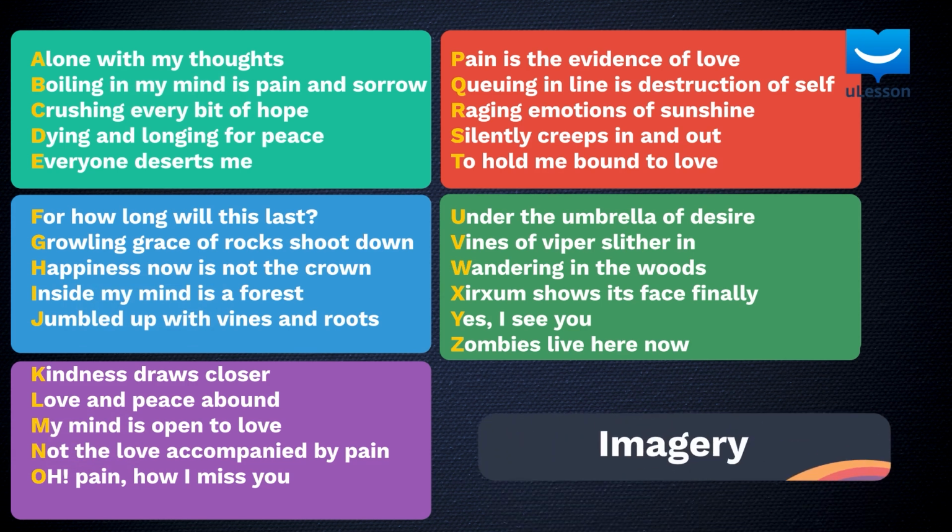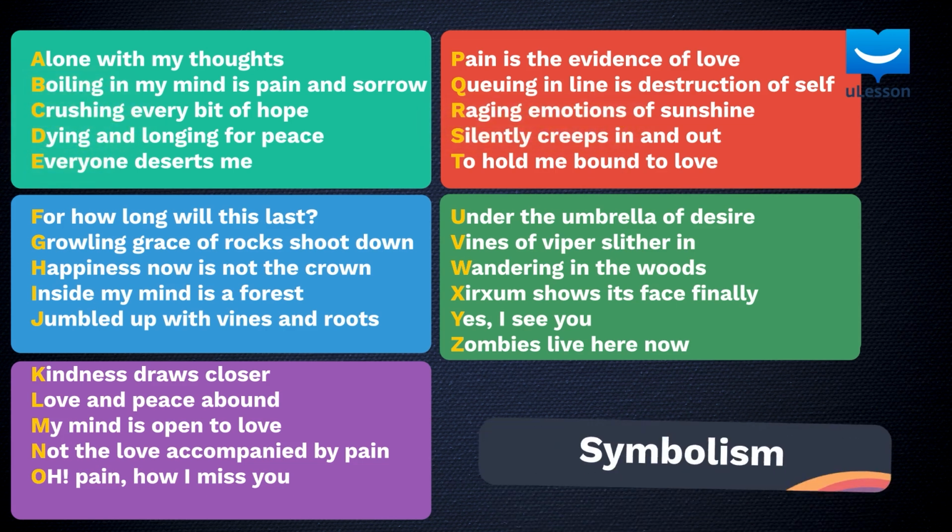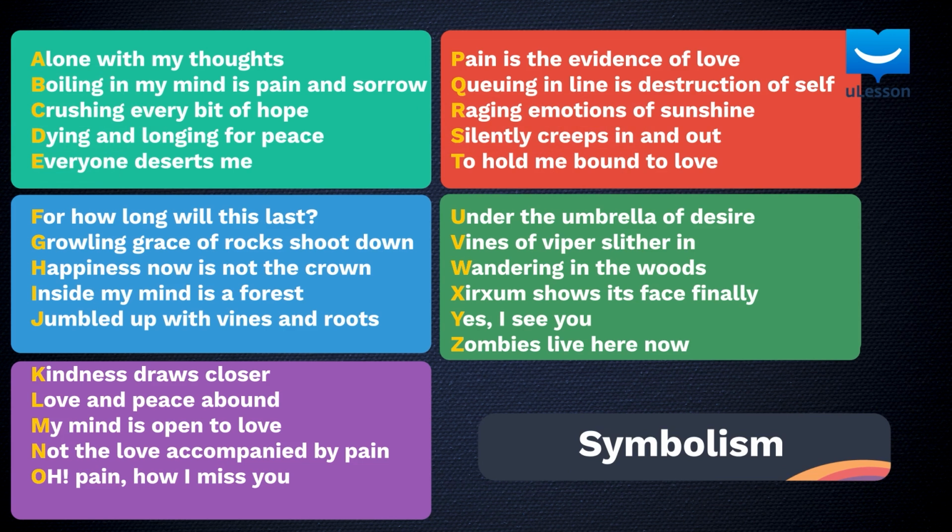Using the literary device imagery, the poet paints a vivid picture of a person's inner turmoil and pain using imagery such as boiling, crushing, dying, and raging emotions in lines 2, 3, 4, and 18, respectively. The poem also employs symbolism, with the idea of a forest being used to represent the person's inner mind in line 9 and the vines of viper to represent their own destructive emotions in line 22.